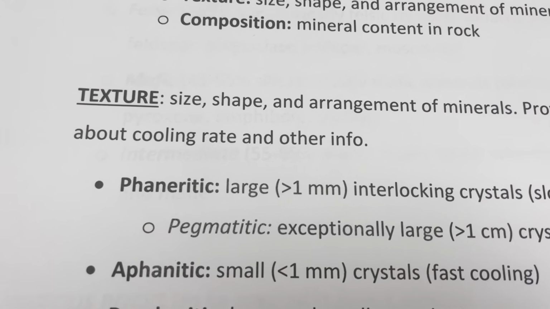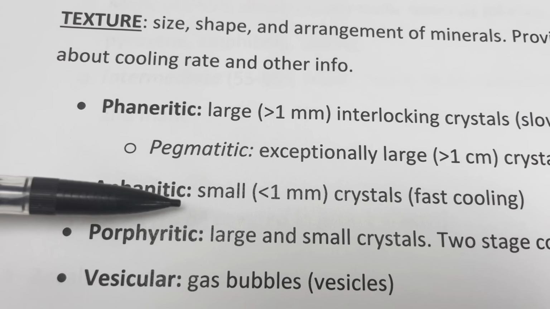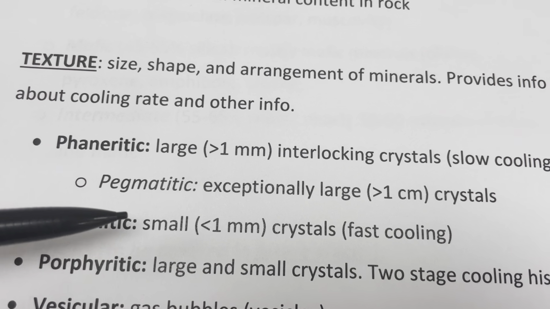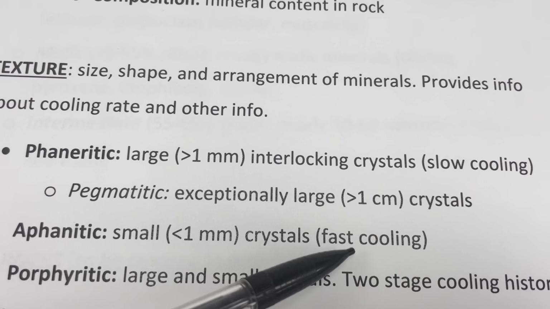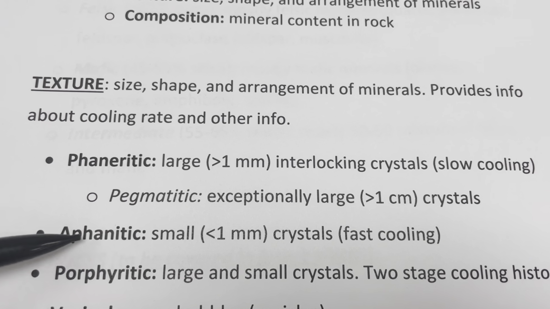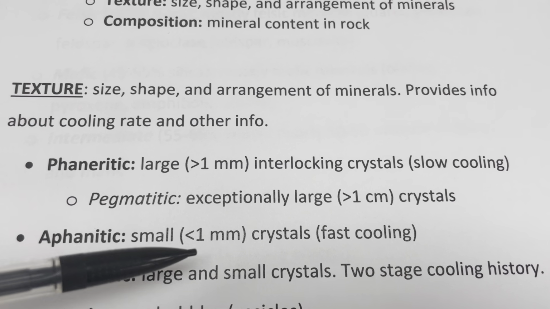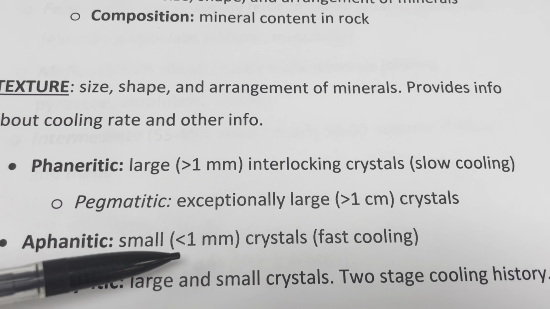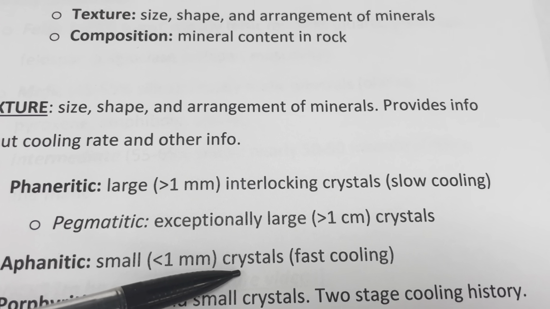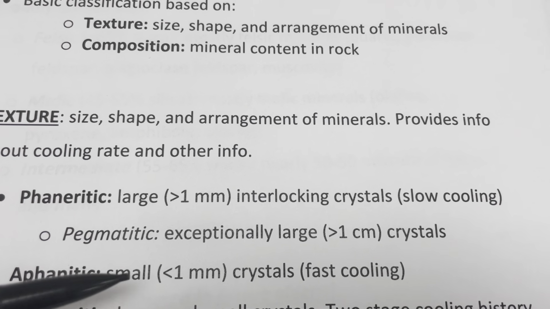So our next texture is, well, what if the crystals are really small? What if they're generally all less than 1 millimeter or so? Well, this is what results from very rapid cooling of lava. So this would be a rock that erupted at the surface, came out of a volcano. The lava cooled very quickly. The minerals and elements did not have time to get together and make bigger crystals, and so we get very rapid cooling and smaller crystals.